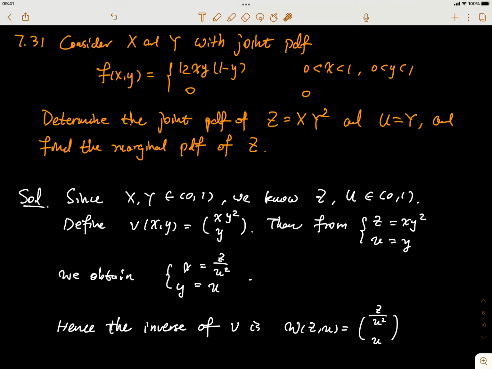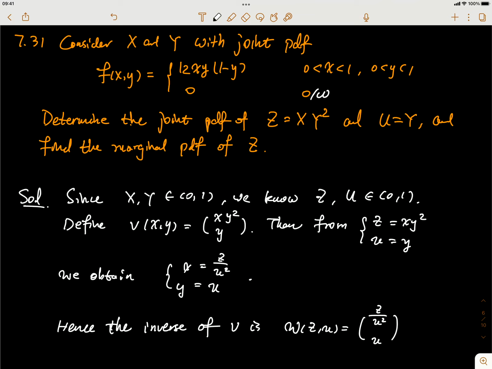Okay, problem 7.31. Consider we have two continuous random variables X and Y. They have a joint PDF given in this way. When X and Y are both between 0 and 1, the density function is 12xy times (1 minus y). Otherwise, it will be just 0.